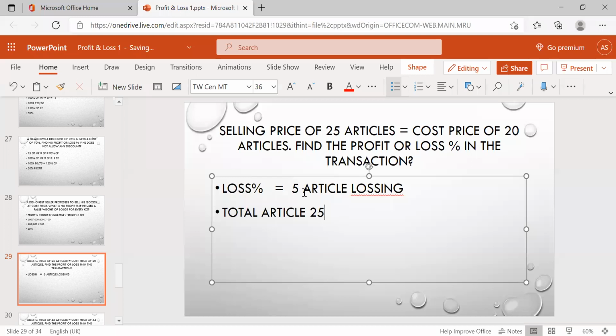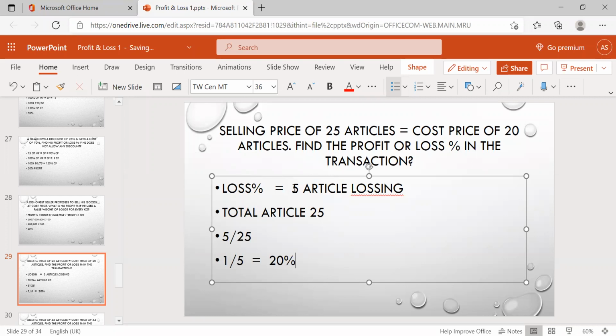Now just simple. Find out what is 5 out of 25 articles. What is the percentage of 5 and 25? It's nothing but 1 by 5 in fractions. Then 1 by 5 is nothing but 20%. Right? Clear, guys? Do you understand?